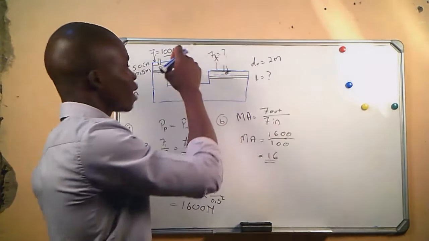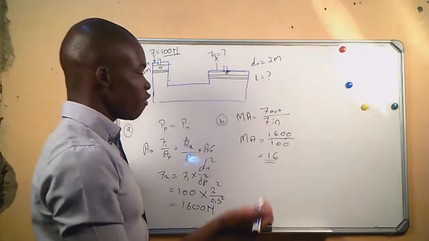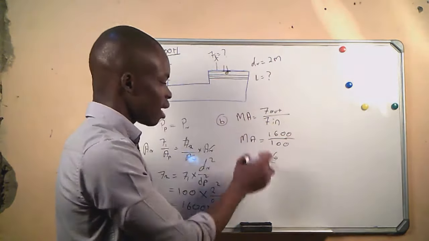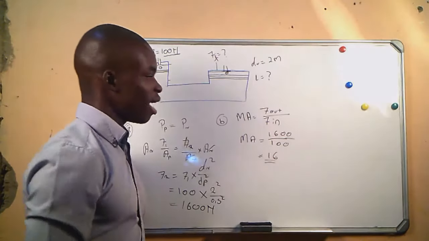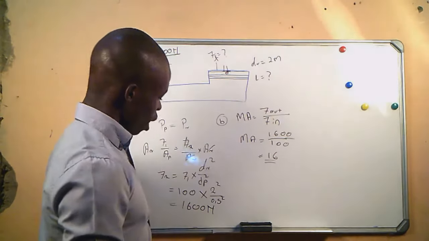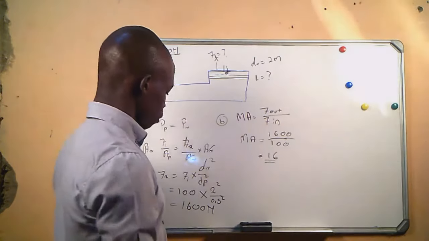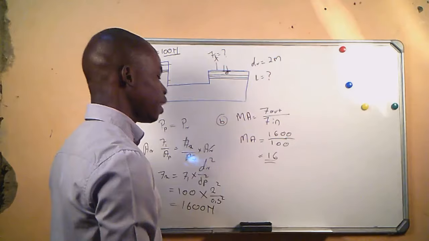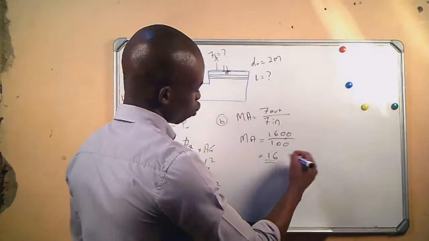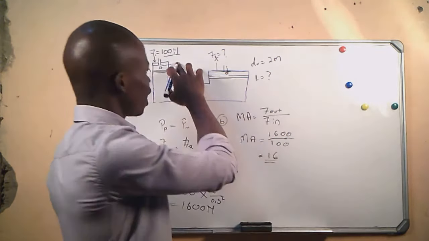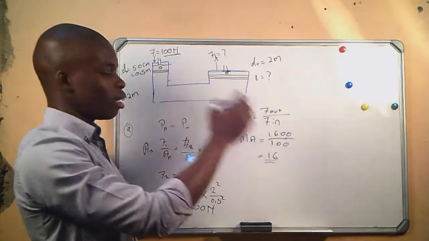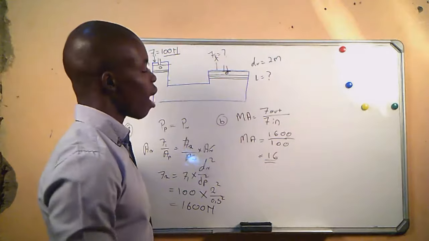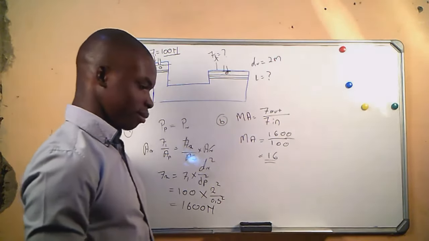Since we said the hydraulic press is a force multiplying system, this is the factor which the machine will use to multiply whatever force we are applying. So if we were to apply 200, the machine will take that 200 and multiply it by 16, and then we would get 3,200 newtons. So whatever force we put on F1, the machine will take that force and multiply it by 16, which is our mechanical advantage.